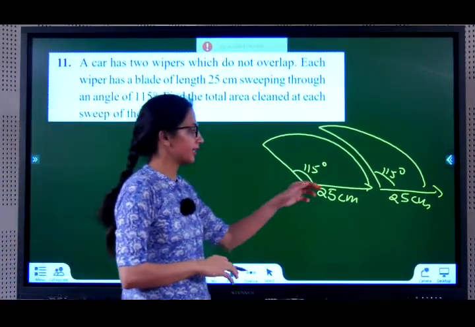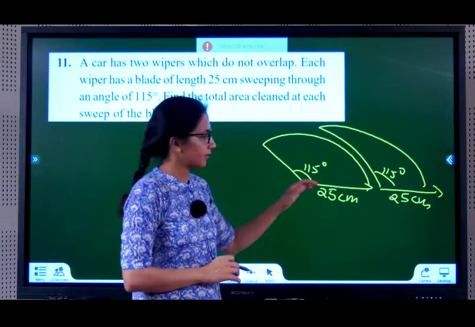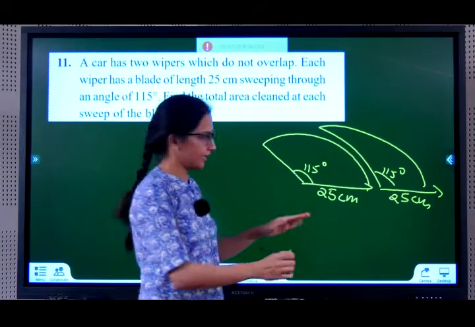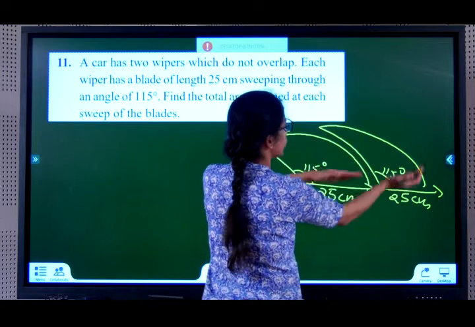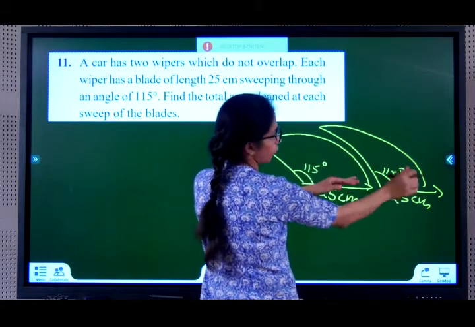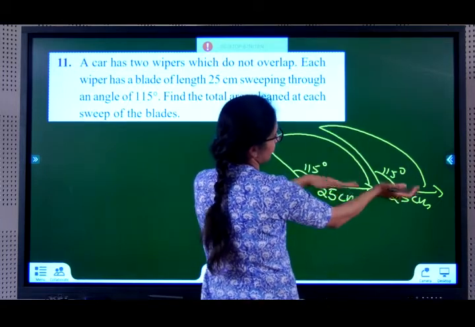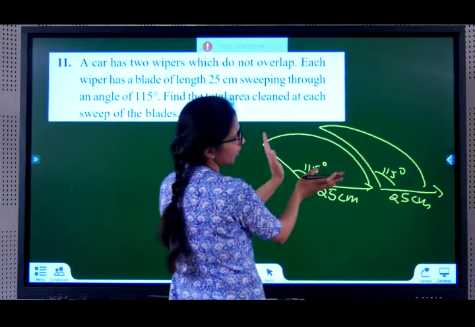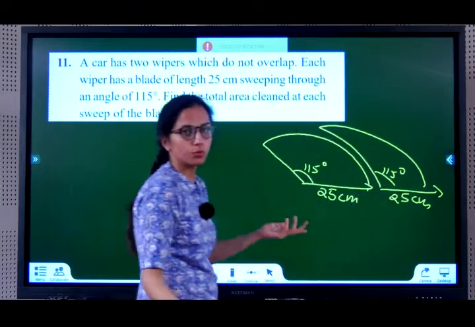They are not asking to find the area swept by each blade. That means they are not asking only this area. They are asking the total area swept by each sweep. When you turn on the wipers, they sweep, come back, sweep, come back. So find the area of one sector and multiply it into 2.